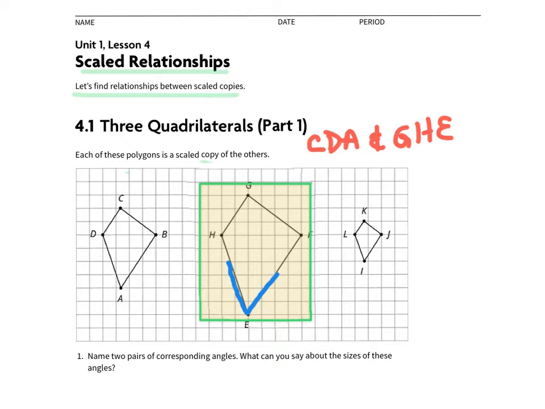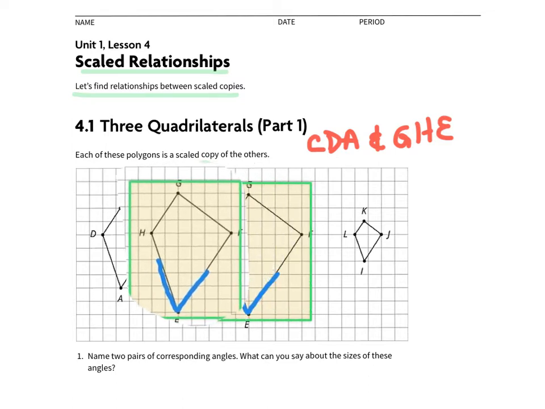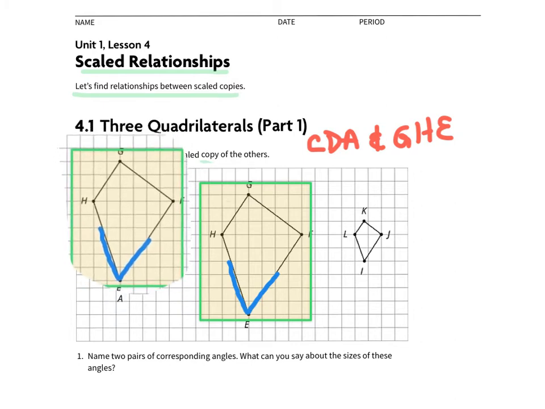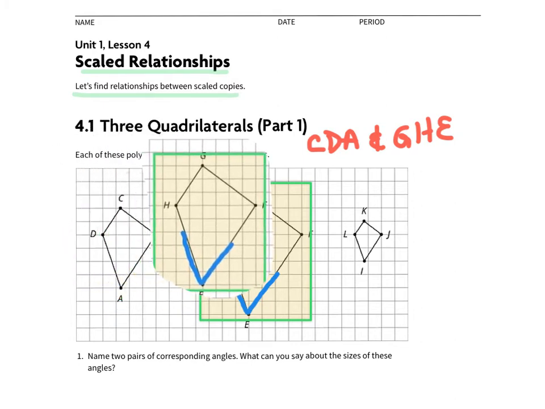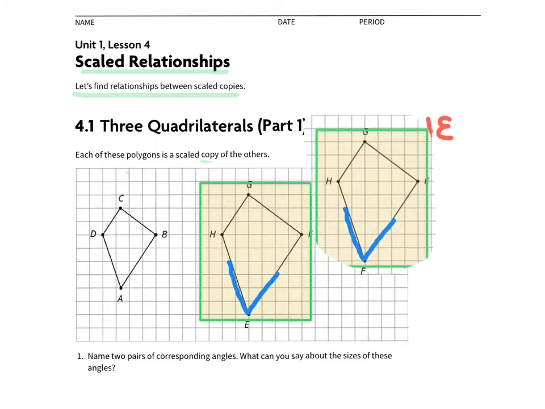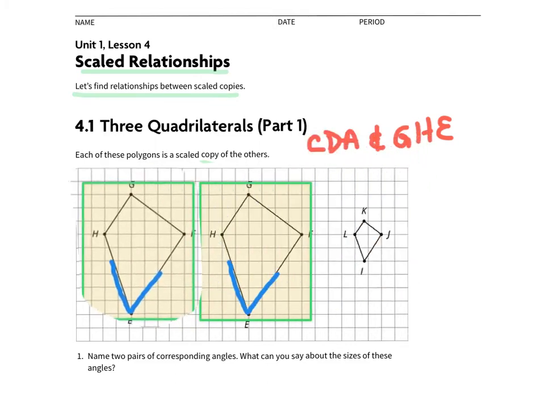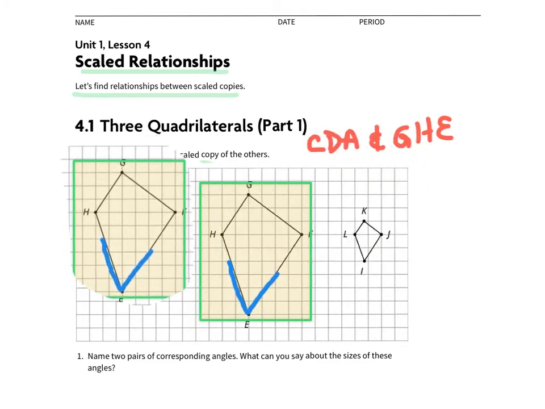So I wanted to check the angle at the bottom, so I have angle HEF. And I want to check to see if that's the same as angle DAB, its corresponding angle, or angle LIJ, the corresponding angle in the smaller polygon. So let me move it over. And if I line it up, I wish we could see through these, but if I line it up just right, I can see that those angles are the same size.